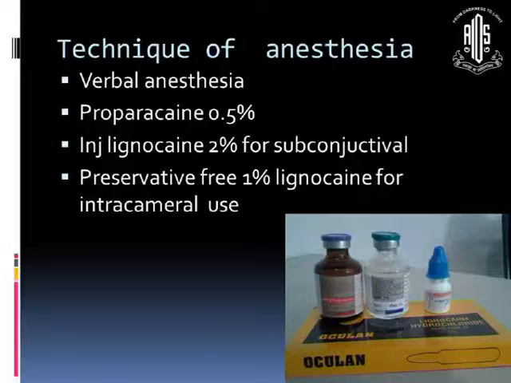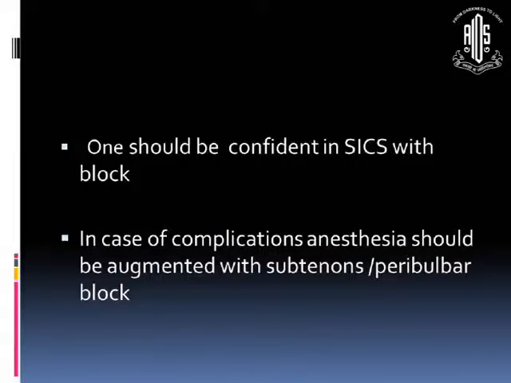Proparacaine 0.5% is instilled 3 times at 5-minute intervals to anesthetize the conjunctiva. Lignocaine 2% is used to infiltrate subconjunctivally to anesthetize the sclera, and preservative-free lignocaine is used intracamerally to anesthetize the iris. One should be confident in SICS with a block. In case of any complications like a posterior capsular rent, the anesthesia should be augmented with subtenons, or it is better to stop the surgery, give a block, and after some time restart the surgery.